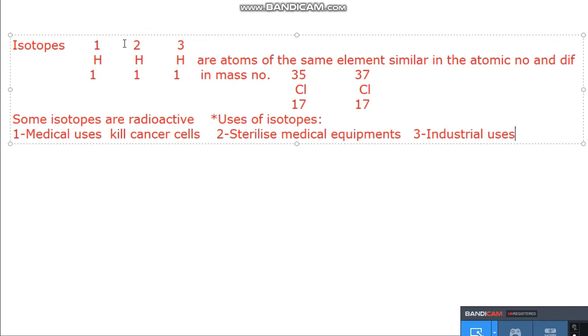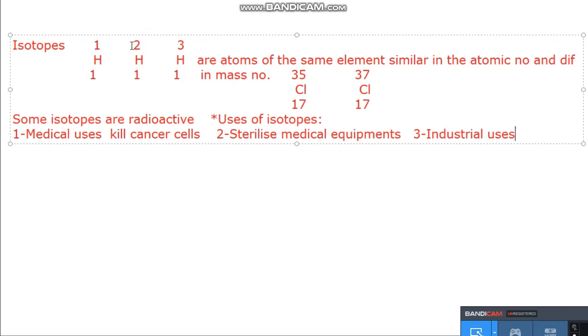Hydrogen-1 has only one electron and one proton, and it is the only element without neutrons. The second isotope has one electron, one proton, and one neutron, so it is different from hydrogen-1 in the number of neutrons. The third has one electron, one proton, and two neutrons. So they have different mass numbers due to the difference in the number of neutrons.